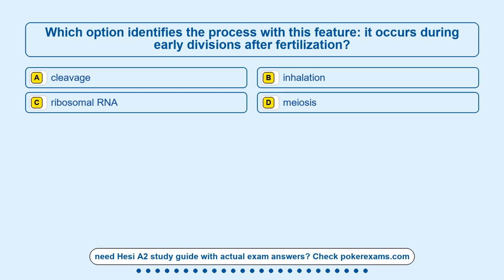Question 13. Which option identifies the process with this feature? It occurs during early divisions after fertilization. Option A, cleavage. Option B, inhalation. Option C, ribosomal RNA. Option D, meiosis. The correct answer is option A, cleavage.